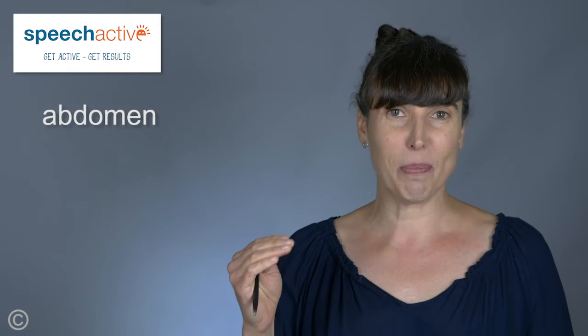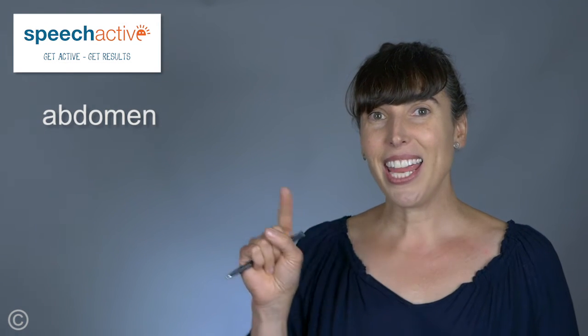The first word on the list is abdomen. Abdomen. Now, every multi-syllable word in English has one stressed syllable. The stressed syllable is slightly higher in pitch and a little bit stronger than the other syllables. It has a full vowel. In the word abdomen, the stress is on the first syllable. So the pitch of your voice should be like this: high, low, low.